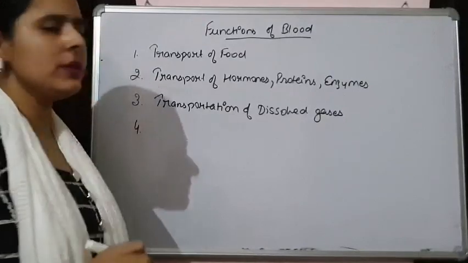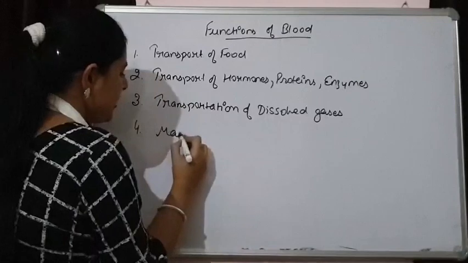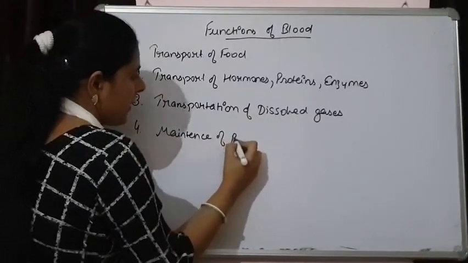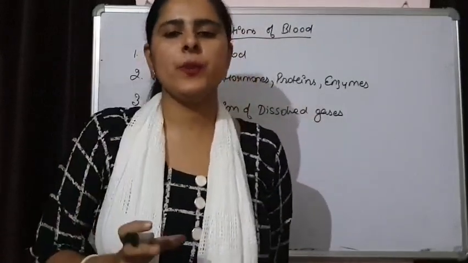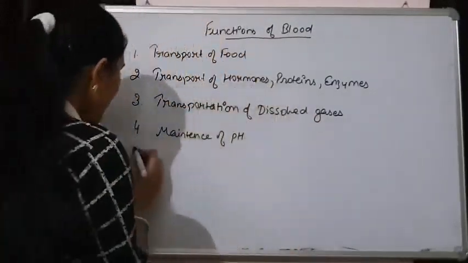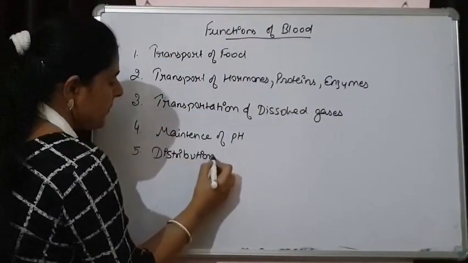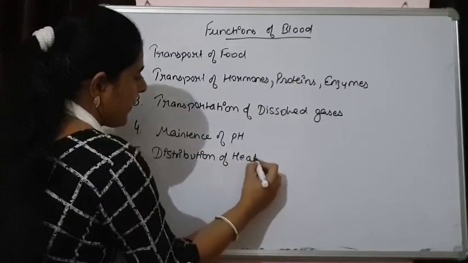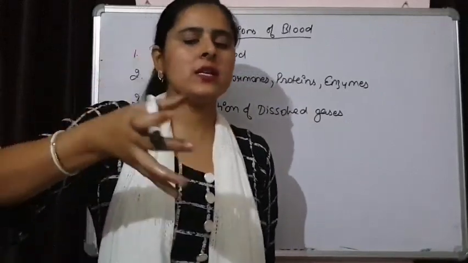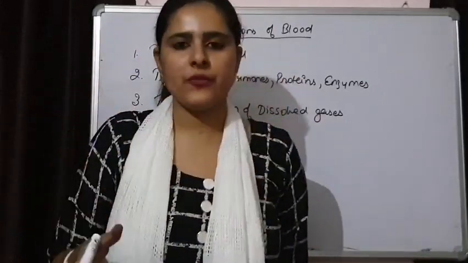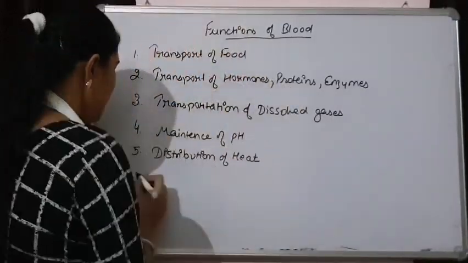Then the fourth important function of blood is helping in the maintenance of pH. Various acid-base buffers are present in the blood, and maintenance of pH takes place. Another is distribution of heat. From the deeper cells, blood is going to deliver the heat to the surface areas. So this is how heat is distributed with the help of blood.